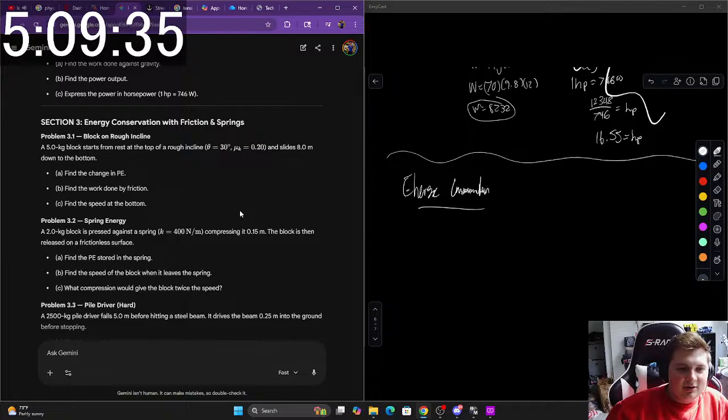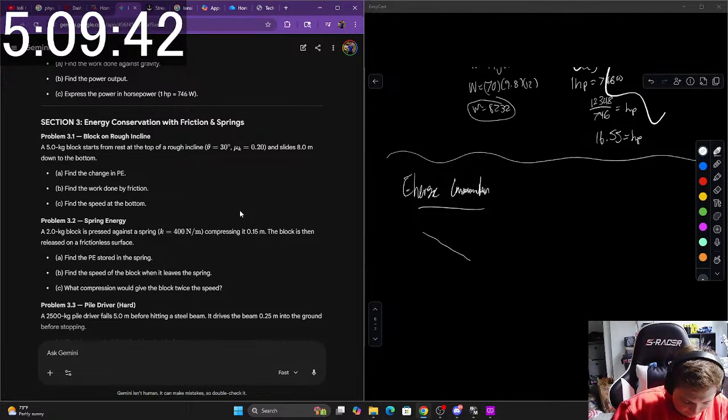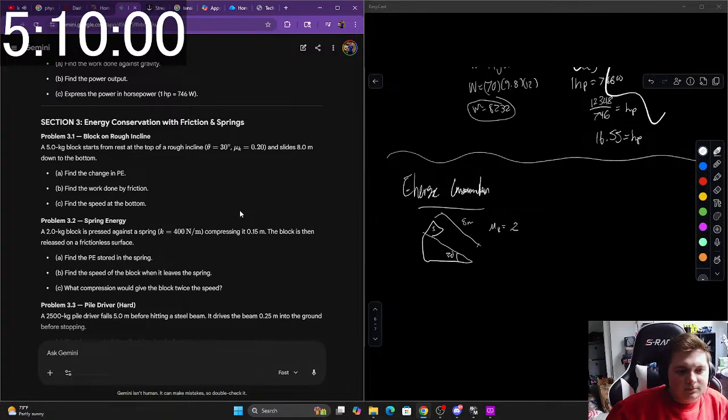Okay, block on a rough incline. 5 kilogram block starts at rest at the top of a rough incline. So this is 5 kilograms. Mu k is equal to 0.2. Slides 8 meters down to the bottom. Find the change in potential energy. The change in potential energy is just going to be the max, because at the end it's going to be 0.